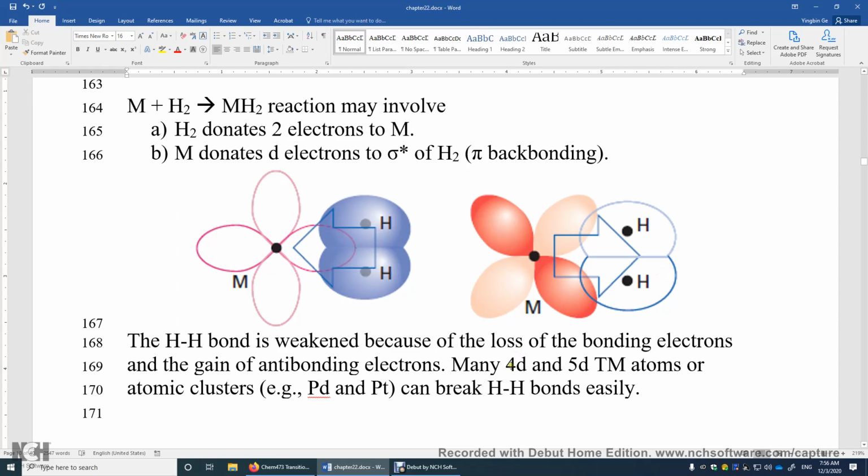And this is why many 4d and 5d transition metal atoms or atomic clusters, such as palladium or platinum, can break hydrogen-hydrogen bonds easily because of these two mechanisms.